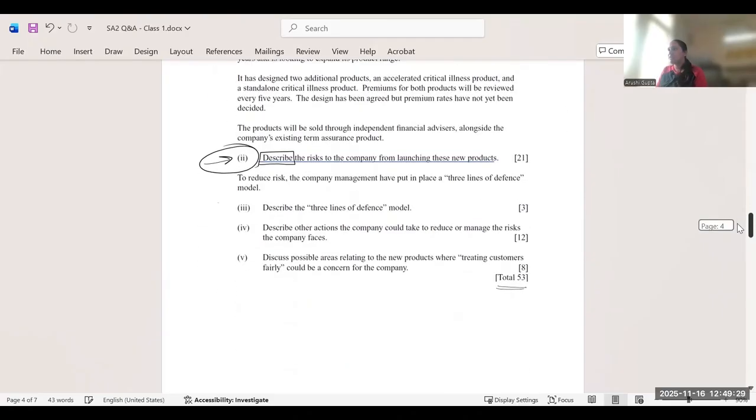Okay, so now, when we said that we want to answer this question, two additional products are being talked about, ACI and SCI, right? I have some other knowledge given. So underline the key points: financial advisors, premium rates not decided yet, the two products, etc. They're saying describe the risk to the company from launching these new products. And it's a 21-mark question. Now just try to tell me how will you structure and what will you write in this? How will you think of approaching or addressing this question?